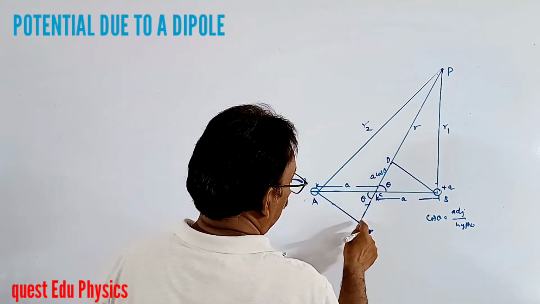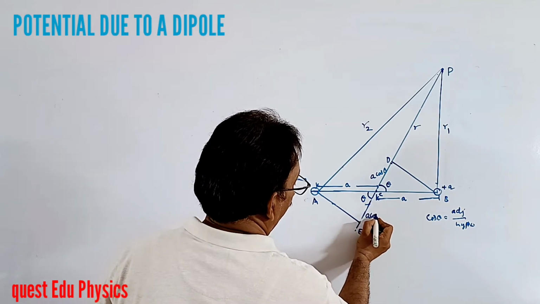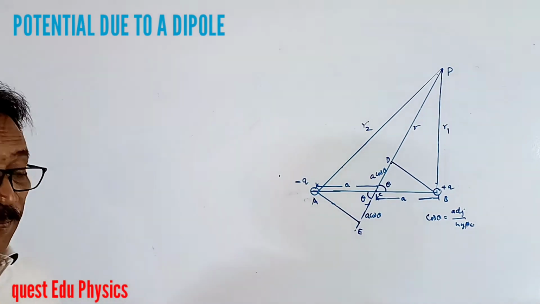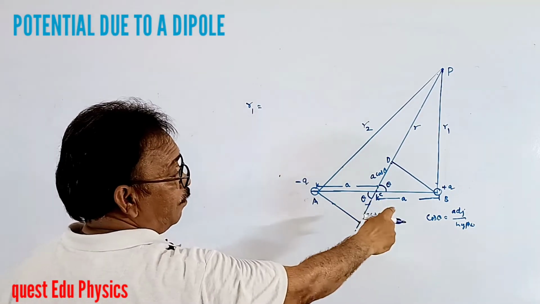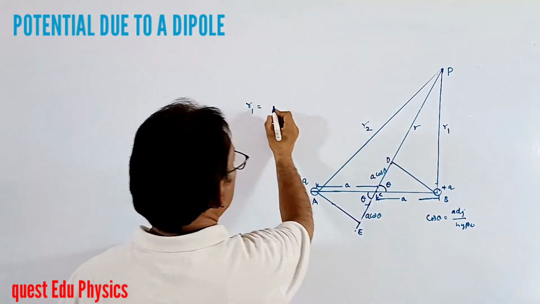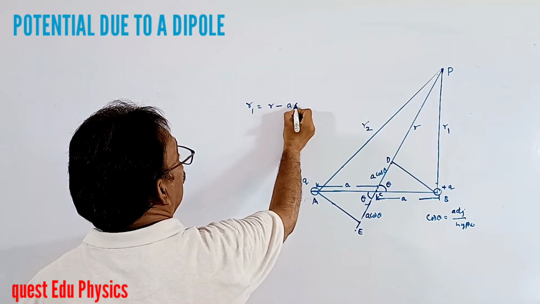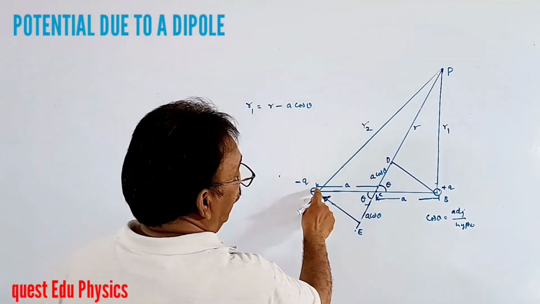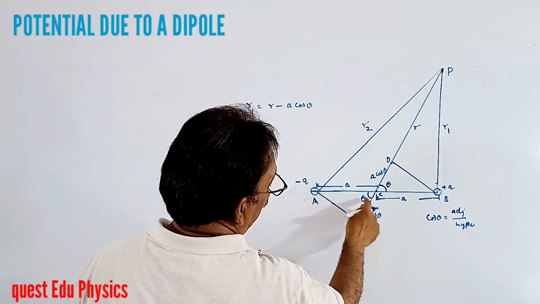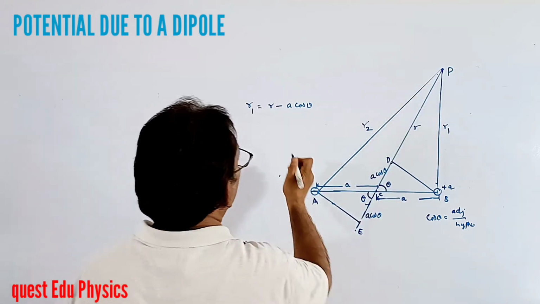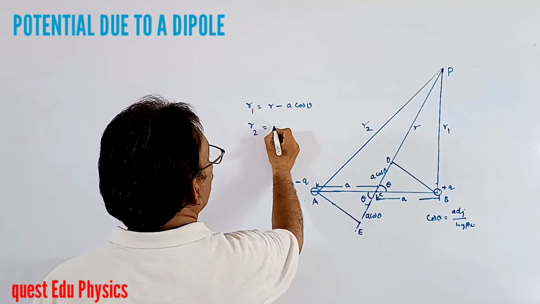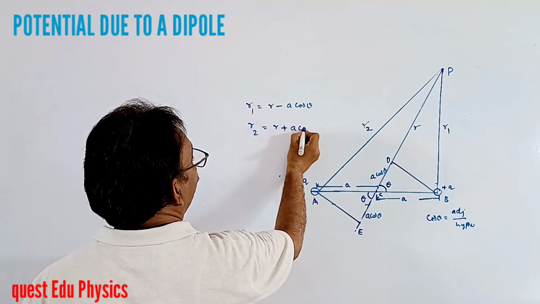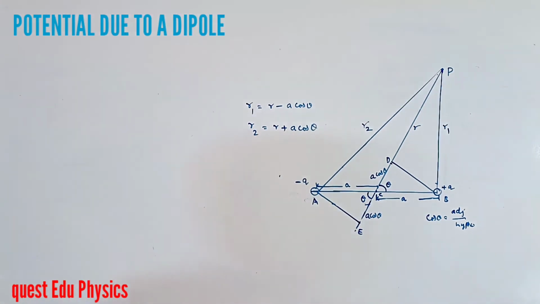Okay students, this is equal to A cos theta. Getting me students? Then R1 can be written as R minus A cos theta, and R2, you need this one, and this length is equal to this. R2 is equal to R plus A cos theta. I hope you understood students. It is the key point to understanding this topic students.